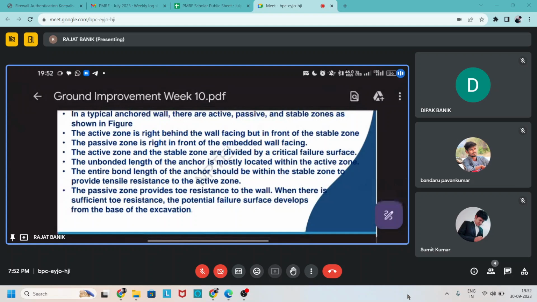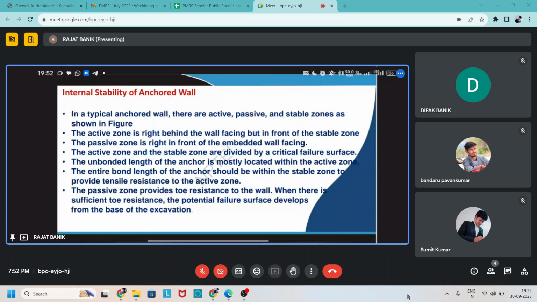The unbound length of the anchor is mostly located within the active zone. The entire bond length is mostly within the stable zone to provide the tensile resistance to the active zone. The passive zone provides the total force to the wall when there is sufficient toe resistance. The potential failure surface occurs from the base of the excavation. So these are the points we need to remember when finding out the internal stability of the anchor wall, and this arrangement is also given.